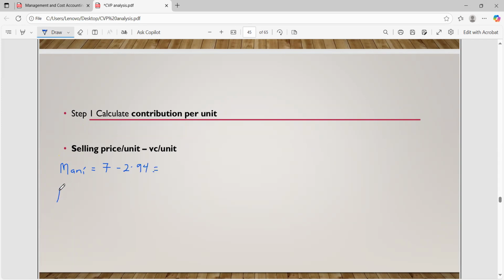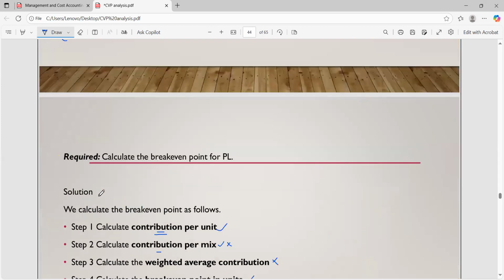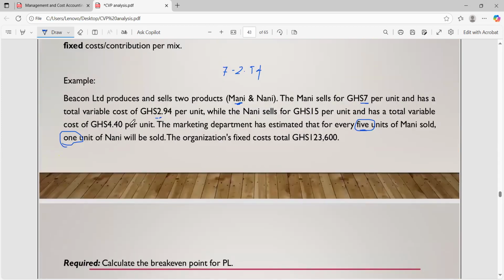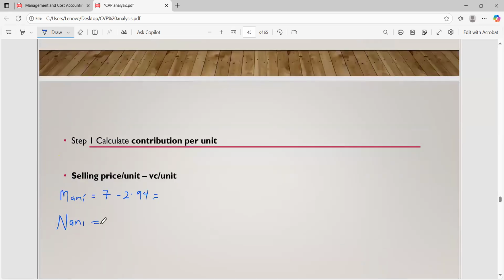And for Nanny, we have 15 minus 4.4. Anyone to provide the answer? So for Money it is 4.06. Thank you. And for Nanny, it should be 10.6, right?